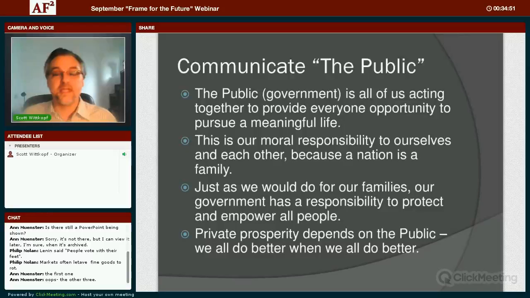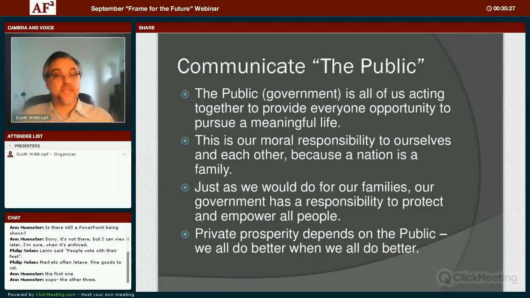I mean, it's too literal. The idea is to provide context for people using effective language and context that is relatable in your area of the state to an issue. And so look, just the 4 points quickly are, again, we act together to provide opportunity to people. That's what we do. And this is a moral responsibility. And I like putting in there this metaphor that because a nation is a family.